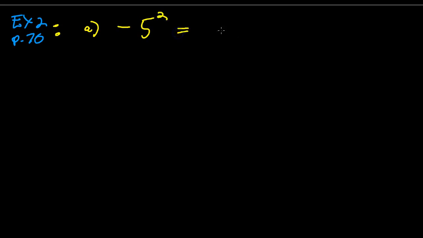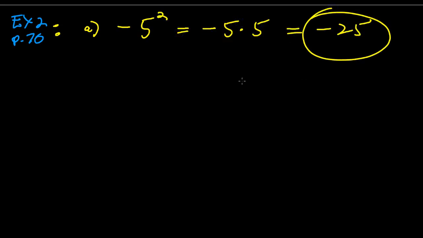All right, this is example 2 on page 70 in our text. Part A says evaluate the following, minus 5 squared. Well, just like our previous example, it's minus 5 times 5, which is negative 25. Okay. Part B in this example, minus 5 squared.